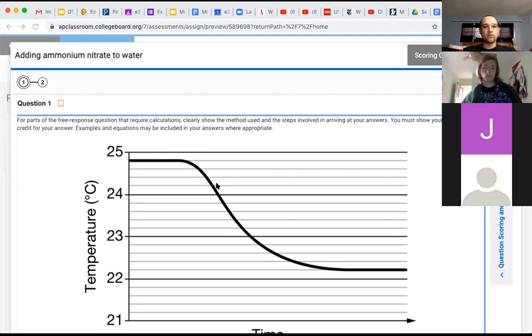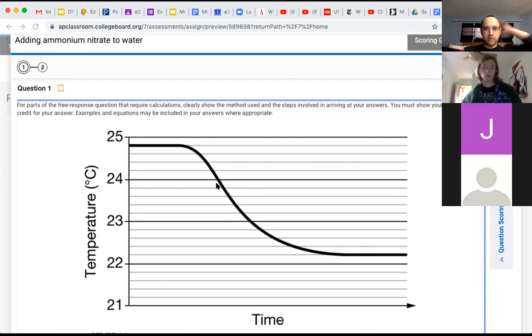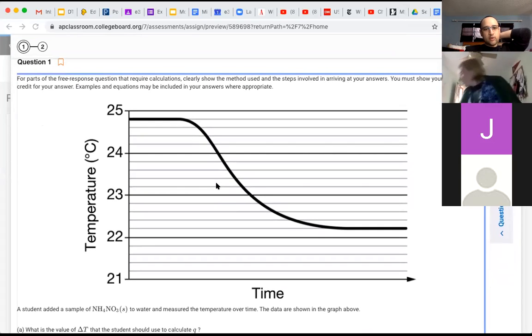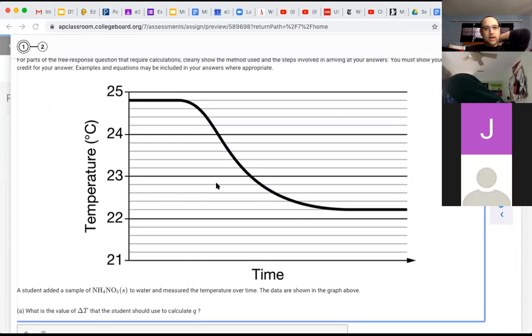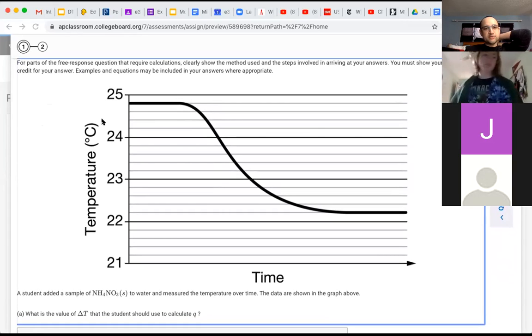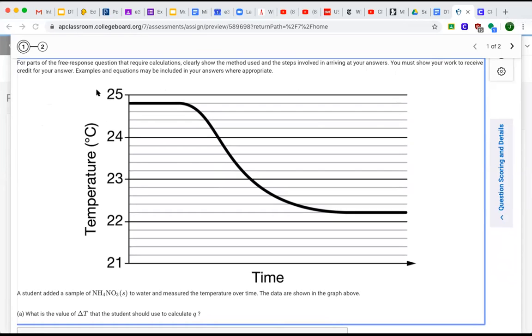Okay, so here's how this problem works. We're starting with the free response questions here, and you start with this question. For parts of the free response question that require calculations, clearly show the method used and the steps involved in arriving at your answers. You must show work to earn credit for your answer. To receive credit, examples and equations may be included in your answers where appropriate.